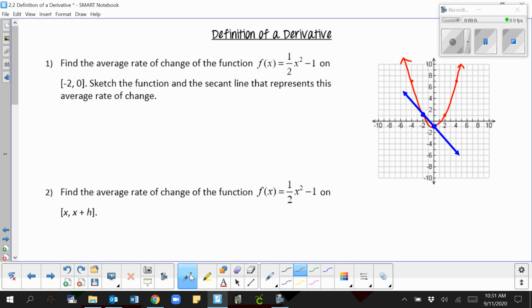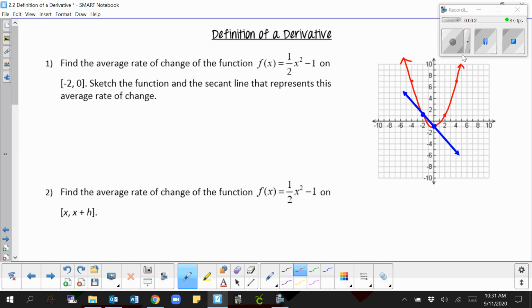Hey guys, today we're going to be looking at the definition of a derivative. We're going to start with a little bit of review of our average rate of change though. So we need to find the average rate of change of the function f of x on the interval -2, 0. And then it says sketch the function and the secant line that represents this average rate of change.